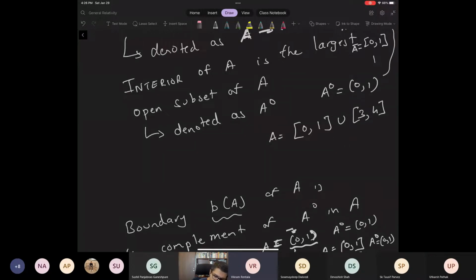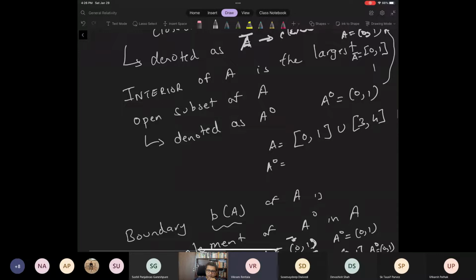First thing is to work out the interior of A. So you want the largest open subset of A. What is the largest open subset of A? The union of the open interval (0, 1) and the open interval (3, 4). Good. And therefore, what is the boundary of A?